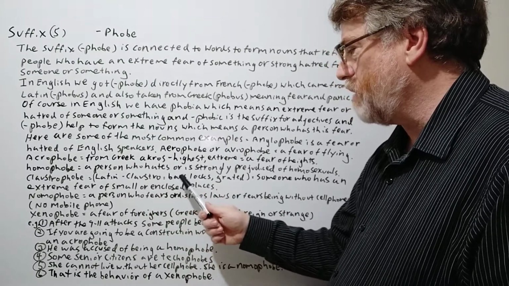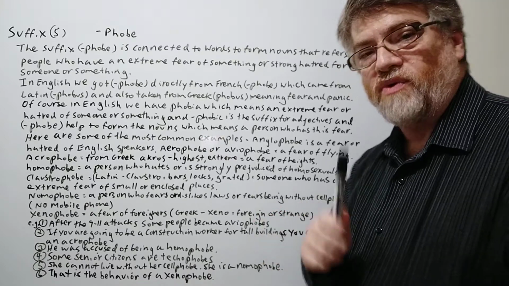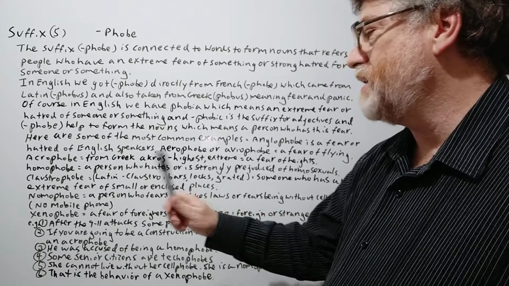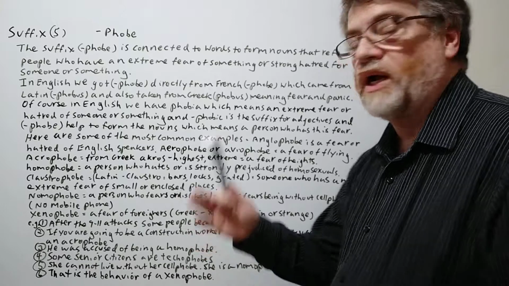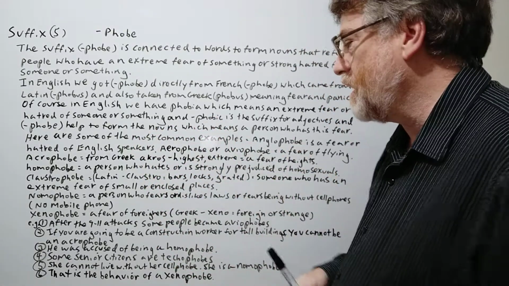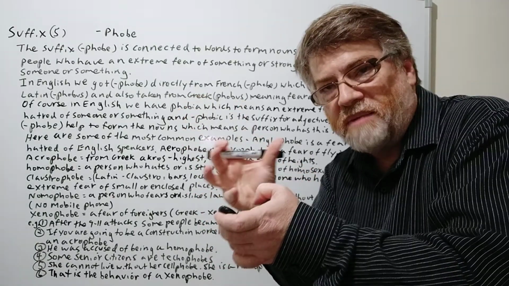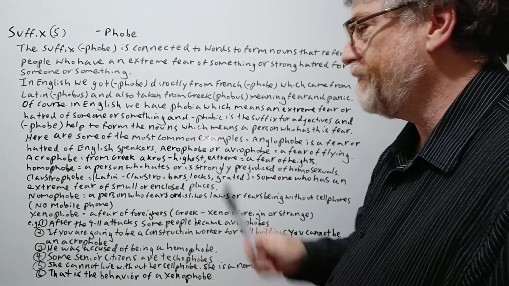Claustrophobe, of course, from Latin, the claustro came from bars or locks. So this, of course, ends up being someone who has an extreme fear of small or enclosed places, like you feel like you're locked in. So that's where the claustro comes from. It came from Greek, basically being almost behind bars or locked in something.